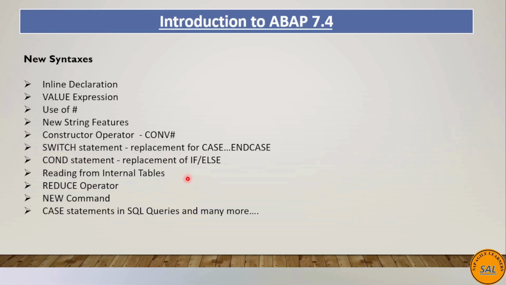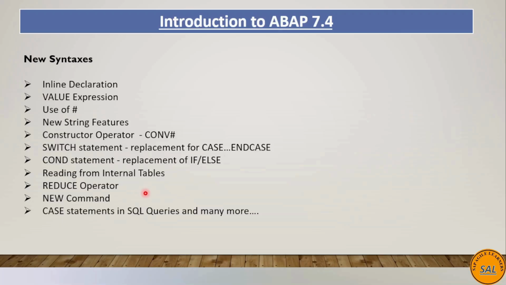And then there are different ways to read your internal table, and you can check whether a record exists or not. There is a syntax like IF line_exists, a function in which you need to pass your internal table and condition. We will be seeing every syntax in detail, and then you will get to learn about the REDUCE operator as well. And then there is a new command as well.